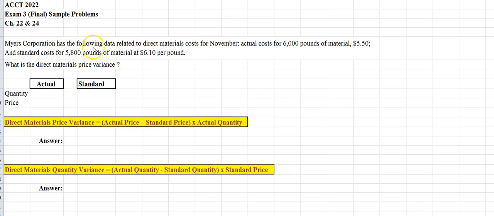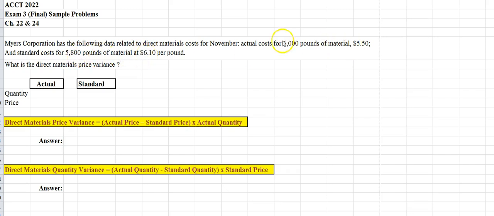It says, Myers Corporation has the following data related to direct materials cost for November. Actual cost for 6,000 pounds of material was $5.50, and the standard cost for 5,800 pounds of material at $6.10 per pound. So this is what the company actually incurred to make X amount of units, 6,000 pounds, and it cost them $5.50. And this is what the standard says, what they want to compare themselves to. It should have taken 5,800 pounds. It doesn't tell us the amount of units, but this is the standard for that amount of units, whatever this company produced, Myers Corporation, and this would have been the standard price, right?